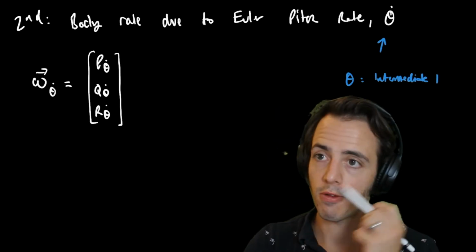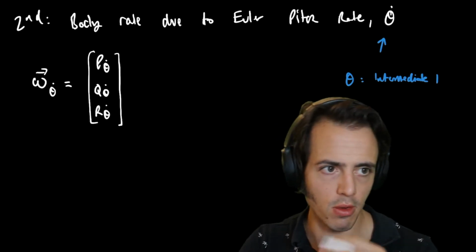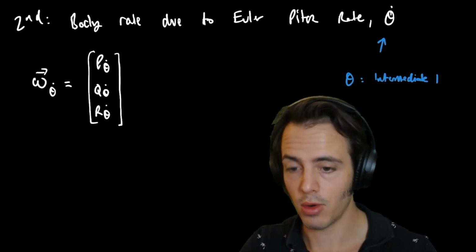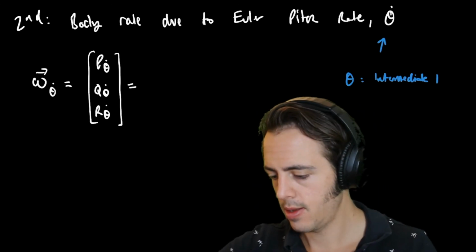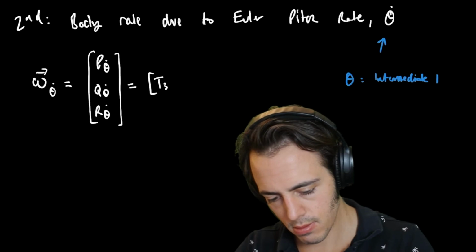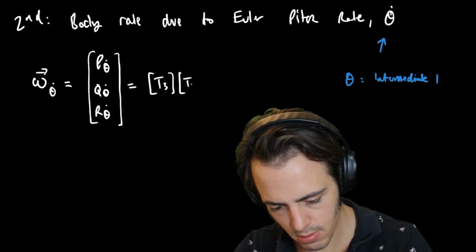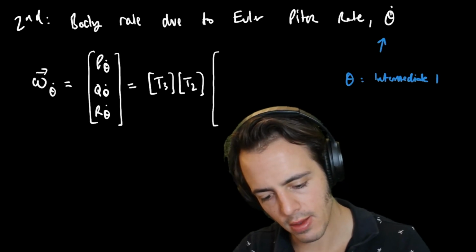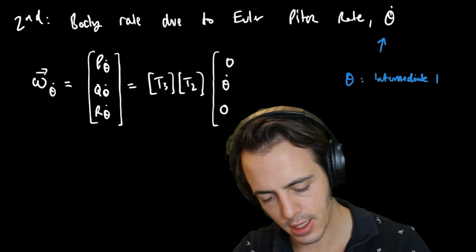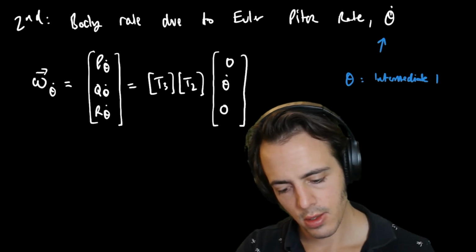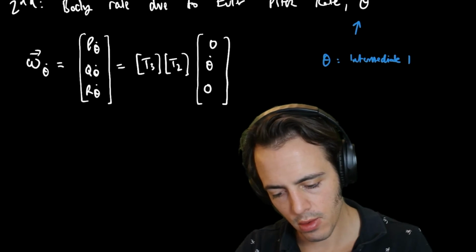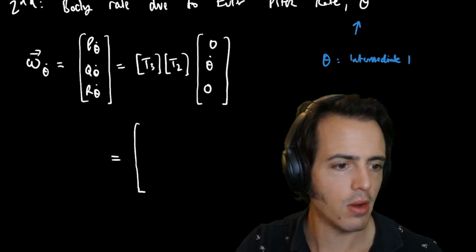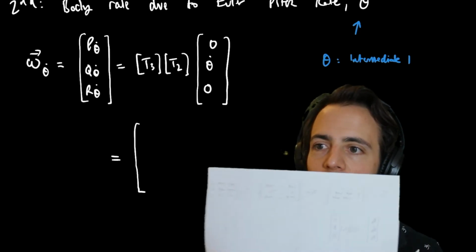This has already gone through the first Euler transformation matrix. So the relationships that we're going to need, this is going to go through the second and the third Euler rotation matrices. Then our Euler pitch rate is 0, theta dot, and 0. Let's remind ourselves of what these two rotation matrices are. I need to dig them out. I've got them written down here.